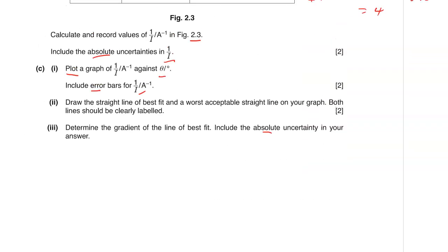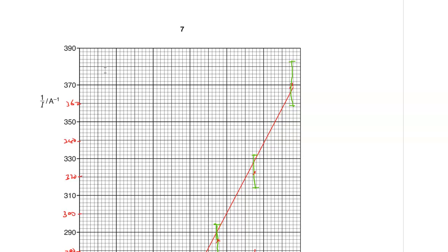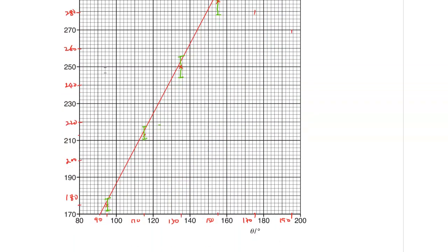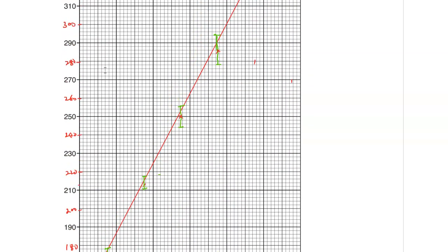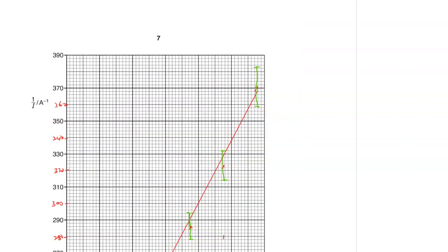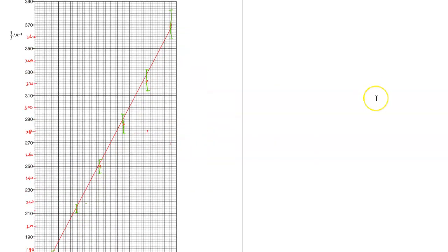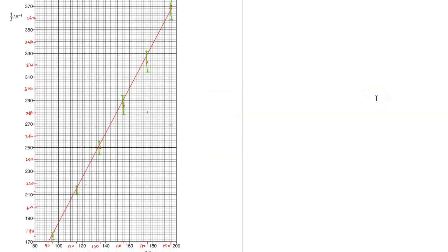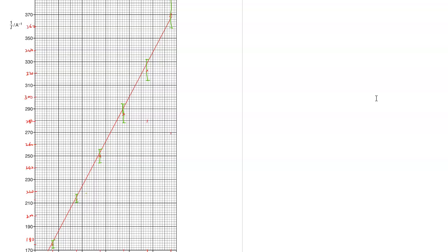Now I'm supposed to draw the worst acceptable line. I've drawn the best line of fit, so I need to draw the worst acceptable line. The worst acceptable line should pass through all the error bars, right? So let me zoom out. All right. Let me now draw my worst acceptable line.